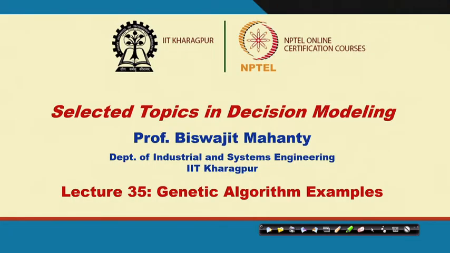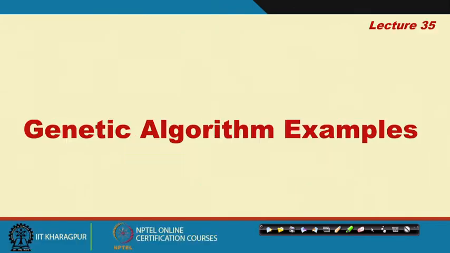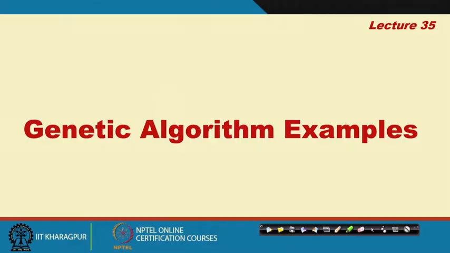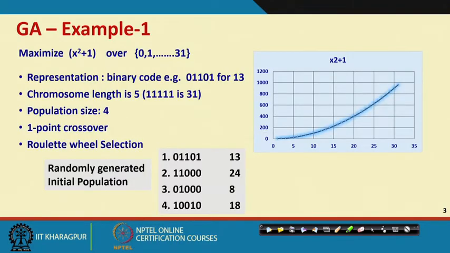So, in our subject selected topics in decision modeling, we are in our 35th lecture, that is genetic algorithm examples. In the last few lectures we have seen the genetic algorithm method and the process of the genetic algorithm. So, let us see some examples. We have also seen one example on the traveling salesman problem. Here are some more examples.